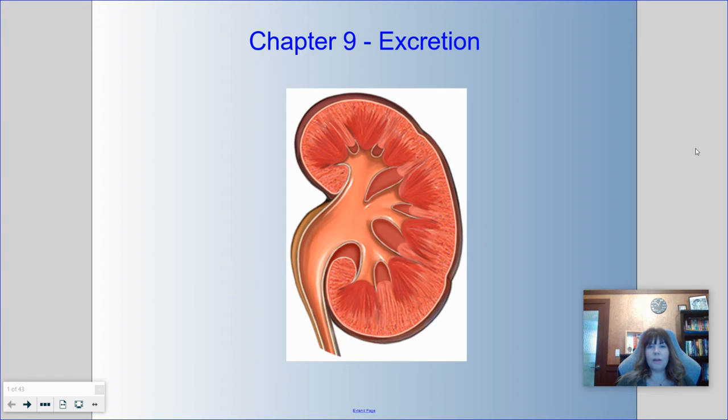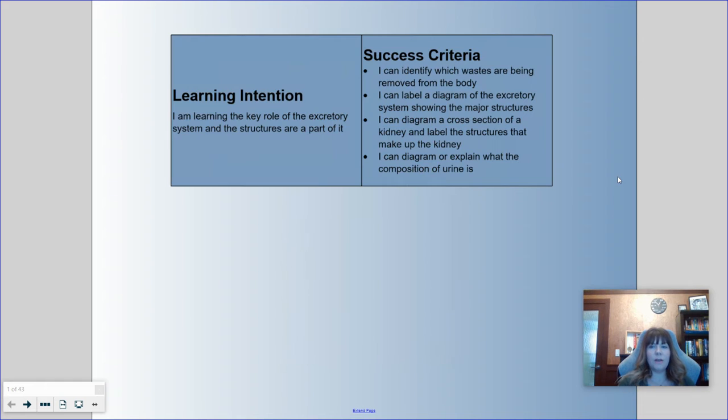Any bolded letters, words, and underlined words you're going to want to use in today's notes. So today we're going to learn the role of the excretory system and the structures that are part of it. How you know you're successful in this lesson is essentially being able to tell me different types of wastes that are being removed from the body.